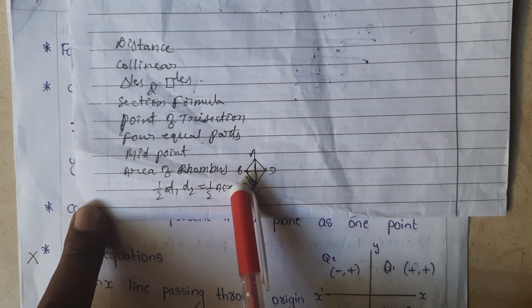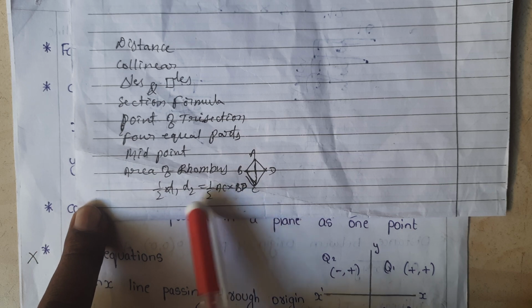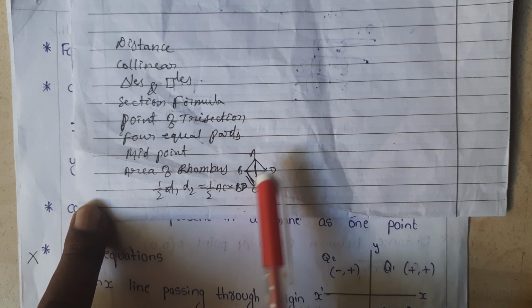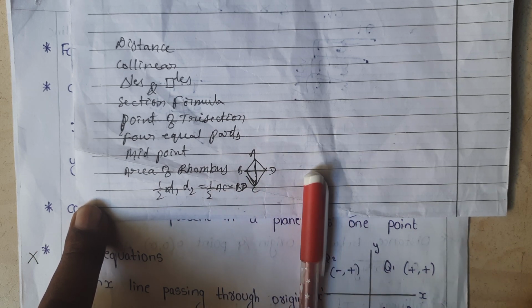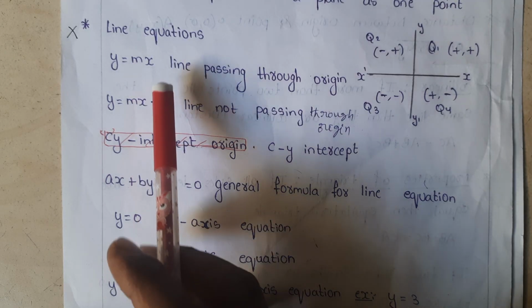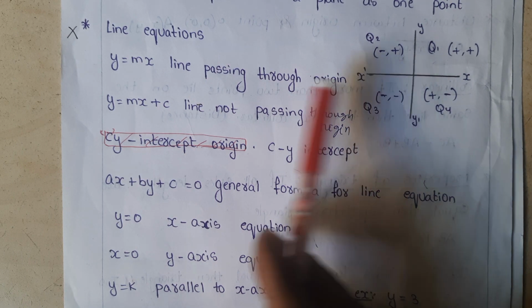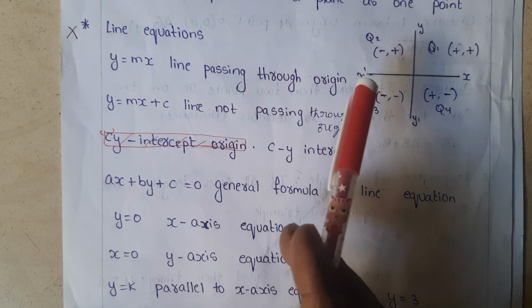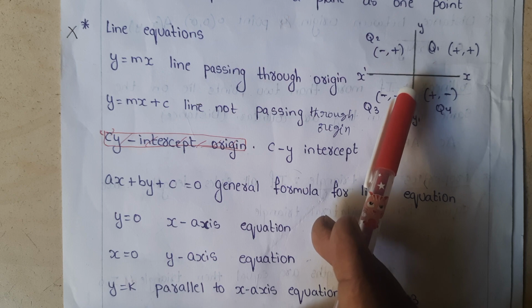Area of rhombus. Area of rhombus is also distance oriented only. We need to solve that. This content is not present in the 10th standard syllabus. Previously it was present, and moreover it will be helpful for intermediate level.